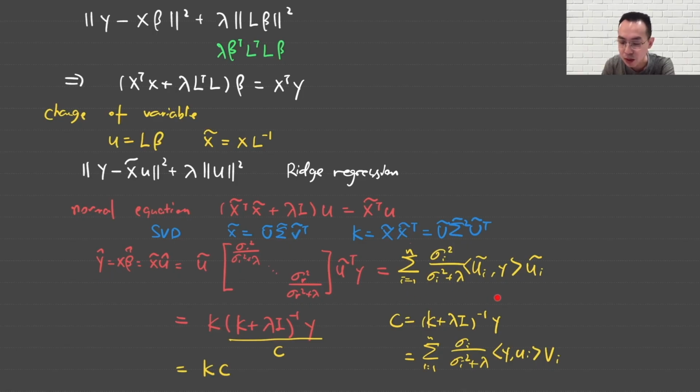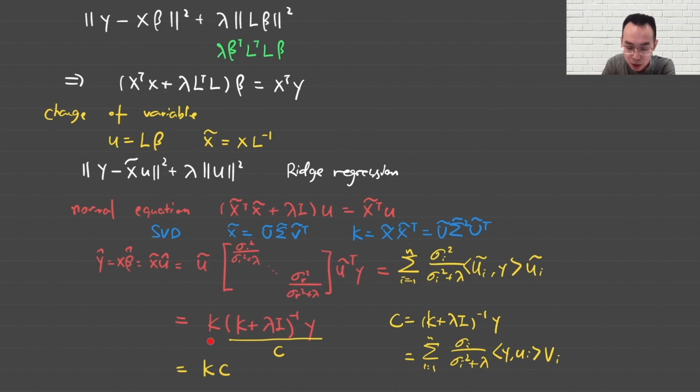That is more applicable for the function space, since we cannot directly play with operators like we play with matrices in finite space. So the scalar form is going to be more useful, but you can check they are the same. Then we can write out this formula as a kernel trick: K times K plus lambda I inverse, times y. That means we don't really need x tilde. We only need the matrix K to express y hat.